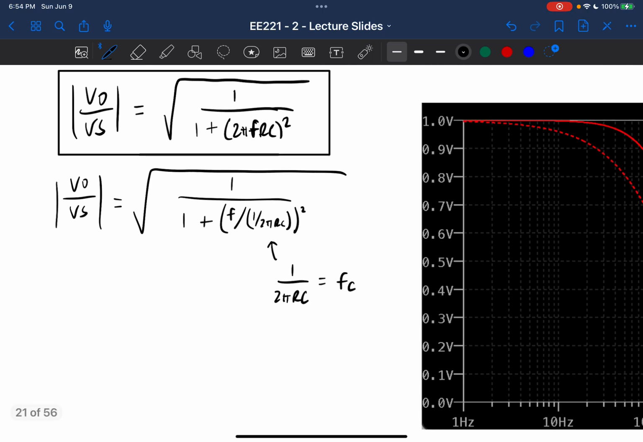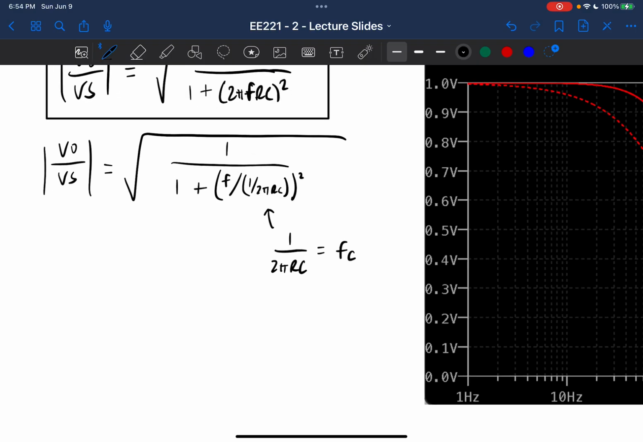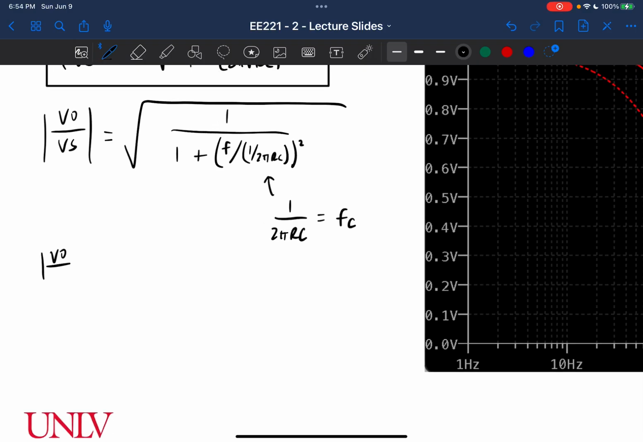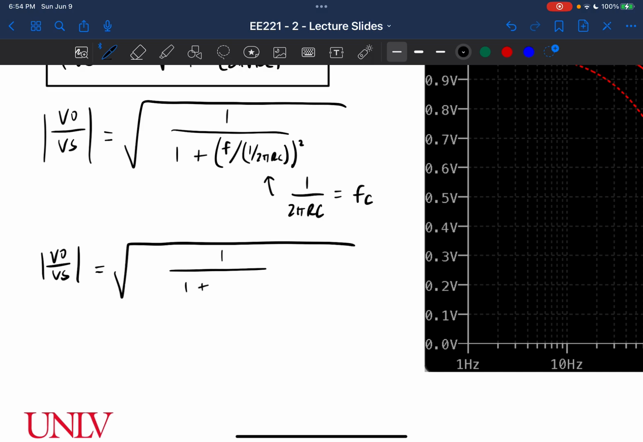There are also cutoff frequencies for RL circuits and other types of filters. I'm not talking about filters just yet, but this is an important frequency because of what happens when f is equal to fc. So let me rewrite this magnitude function based on that discovery we just made. We can rewrite this as 1 over the square root of 1 plus f over fc, squared.